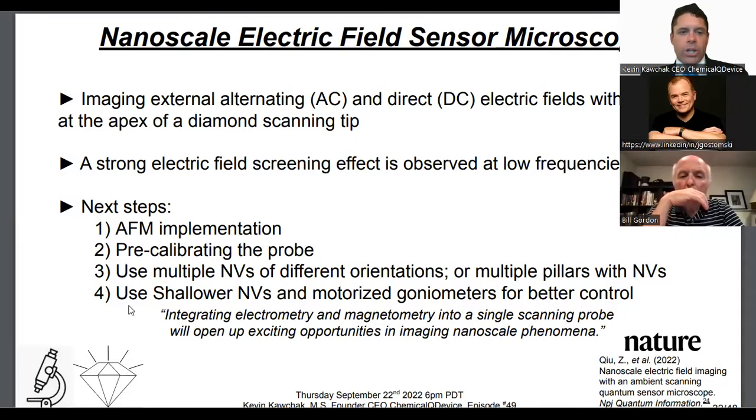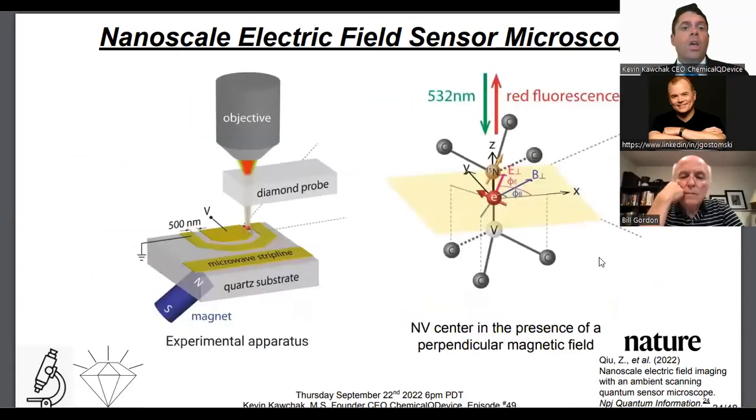And an interesting quote is, they say, integrating electrometry and magnetometry into a single scanning probe will open up exciting possibilities in imaging nanoscale phenomena. And here's what these look like. So here's your magnetic field, quartz substrate, microwave strip line. You always see that, like, we'll have fluorescence, so green going in at higher energy, and then red coming off, and basically the goal is to be able to read the red a lot better.